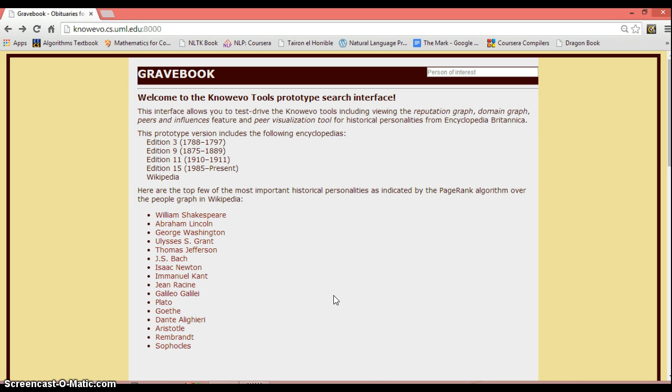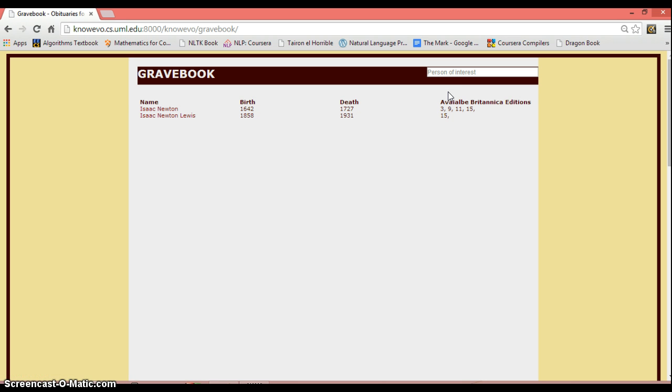Using the KnowEvo interface, you can explore connections, friendships, and influences of important historical personalities. Let's look up Isaac Newton, who lived in the late 1600s and early 1700s. Who were his friends, influences, and peers? And how did his reputation evolve over time as the world marched on? We enter his name in the search box. Several people by that name are found. Let's select the one we are interested in.